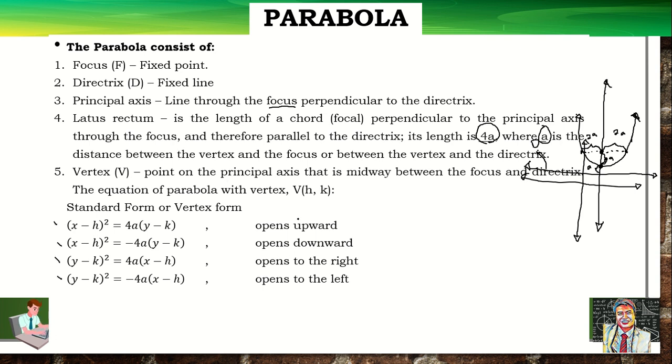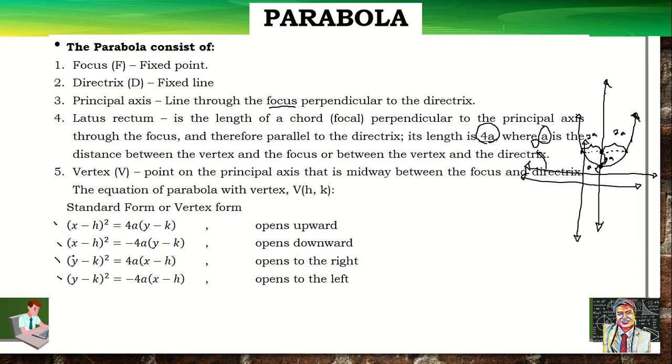So, pwedeng opens upward. Kapag ang x ang squared variable, wala namang squared dito, so therefore, hindi pwedeng maging squared yung y. Kapag yung x squared term ang squared, it either opens upward or downward. Paano natin malalaman kung upward or downward siya? Depending on the latus rectum, yung 4a natin. Kung positive siya, then opens upward siya. Kung negative, that is opens downward.